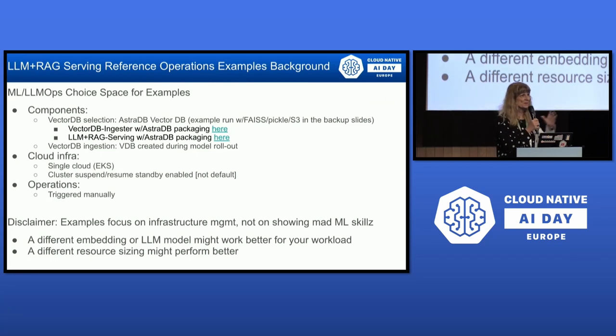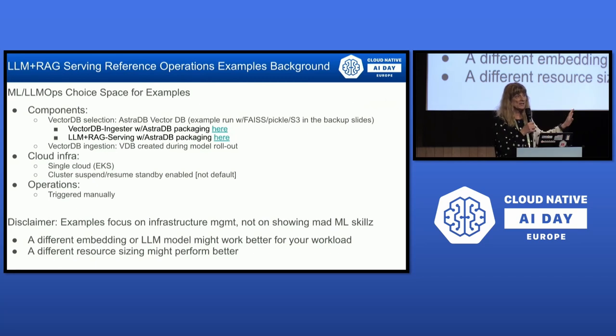So, let's move into the examples. We have two examples of using the approach that Dave described for multi-cluster Kubernetes along with a cluster scheduler, making sure that all of the components can be managed properly for doing the model in production. Just some choices we made for the examples: we chose to use the Astra DB vector DB, rather than FAISS. It's not that FAISS won't work, and we have the same examples in backup slides in our talk, but we just thought in production, people may want a hosted database.